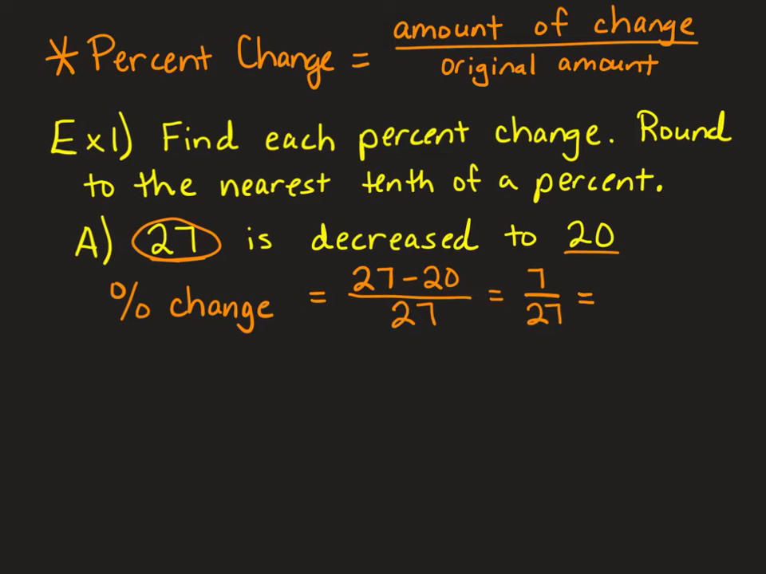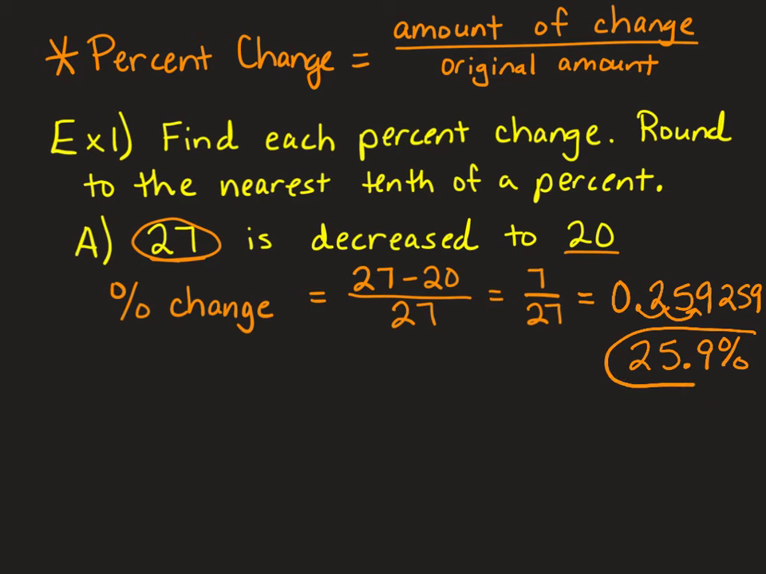And you get a decimal that keeps going across your calculator screen. 0.259259. It just keeps on going. So we're going to go 2 places right to get 25.9, and we're rounding to the nearest tenth of a percent, and we're finished. So there was a 25.9% decrease.